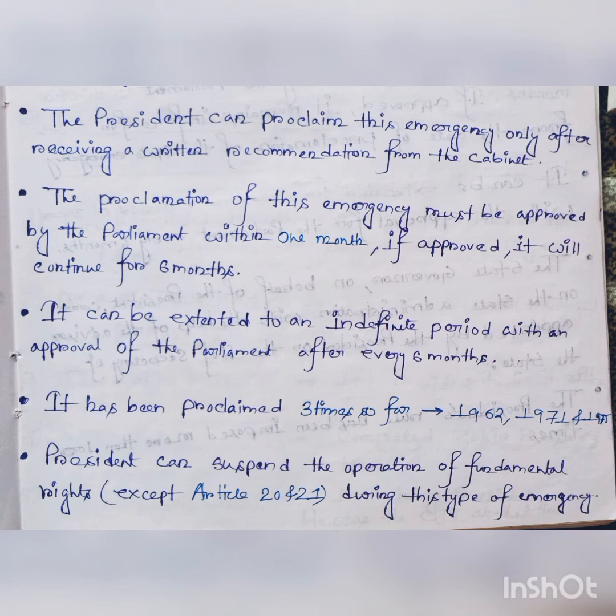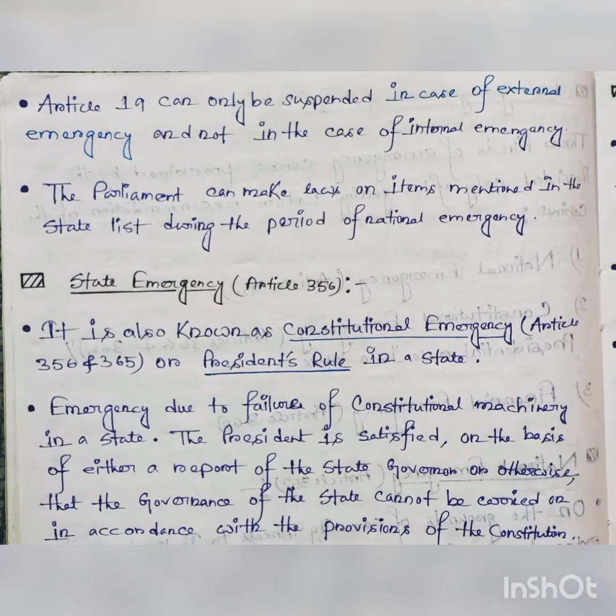Next point, the President can suspend the operation of fundamental rights except Article 20 and 21 during this time of emergency. Article 19 can only be suspended in case of external emergency and not in case of internal emergency. The President can make laws on items mentioned in the State List during the period of national emergency.